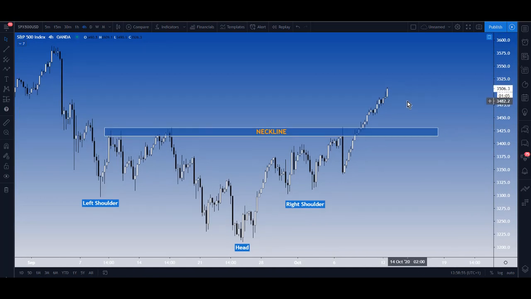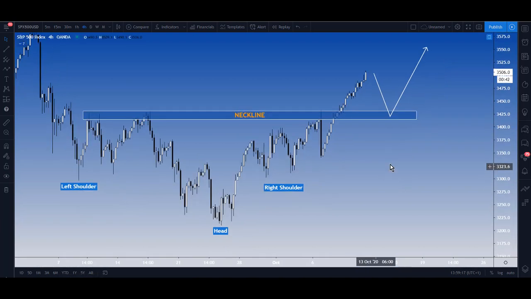So how we trade an inverse head and shoulders and a head and shoulders is we look for price to break through the neckline, which it has done, and then we look for price to pull back and retest that neckline and reject. So don't go buying right now. If you're interested in going long on the S&P, I'd look for that pullback into the neckline and then a resumption of buyers coming into the market.